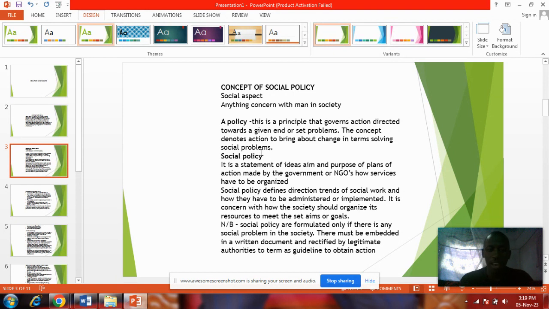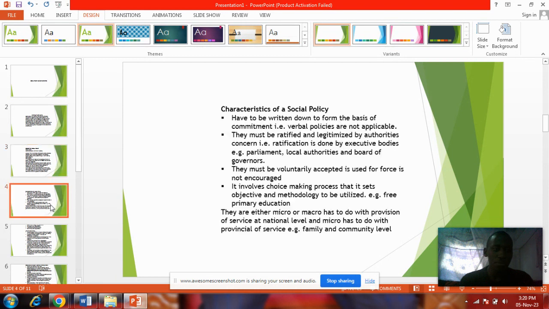And you have the NB here: social policies are formulated only if there are social problems in the society. They must be embedded in written documents and ratified by legitimate authorities to be termed genuine, to obtain action. That is the concept.